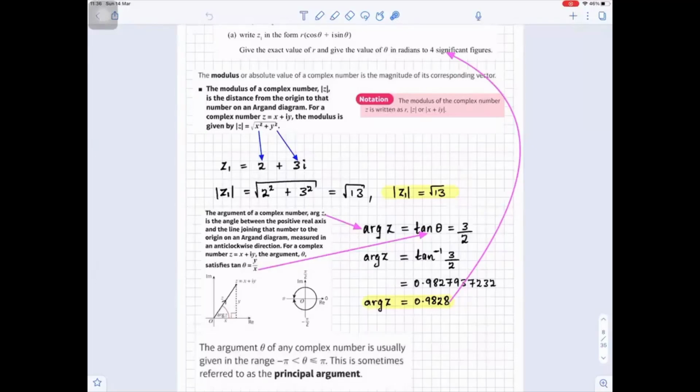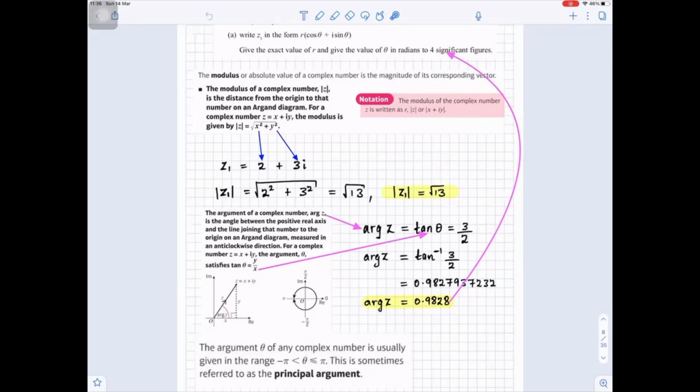So for part A, z1 is given by 2 plus 3i. So we want to find the modulus of z1, which is given by the square root of 2 squared plus 3 squared. That gives us square root of 13, and that's the answer. I'm just using this idea. The formula is there. I've put the notes there for you to read and look at how we got it.